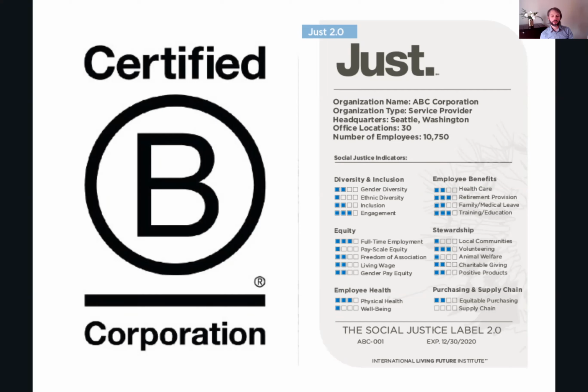And the same goes for an alternative here from our friends at the International Living Future Institute. They have something called JUST, and you can see it's sort of like an ingredients label that's set up like B Corp too, but you can see here they give you a scoring system based on all these different features: diversity and inclusion, equity, employee health, employee benefits, stewardship, and your supply chain. So again, this is another label. It's certainly not as popular as B Corp by any means, but also pretty cool.